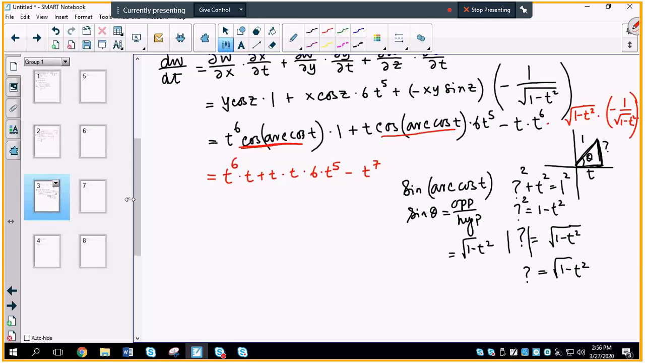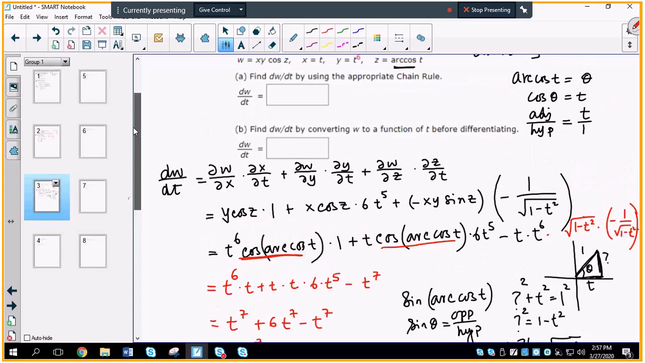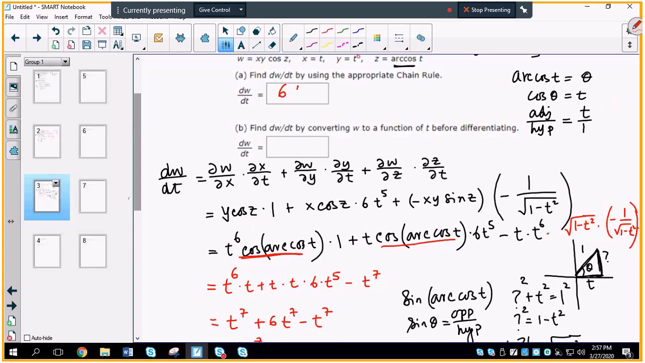So then I'm going to simplify my answers. So I will get t to the power 7 from the first one plus 6 t to the power 7 minus t to the power 7, and hence this is 6 t to the power 7. The answer to my question dw dt is going to be 6 t to the power 7. This is using the chain rule.